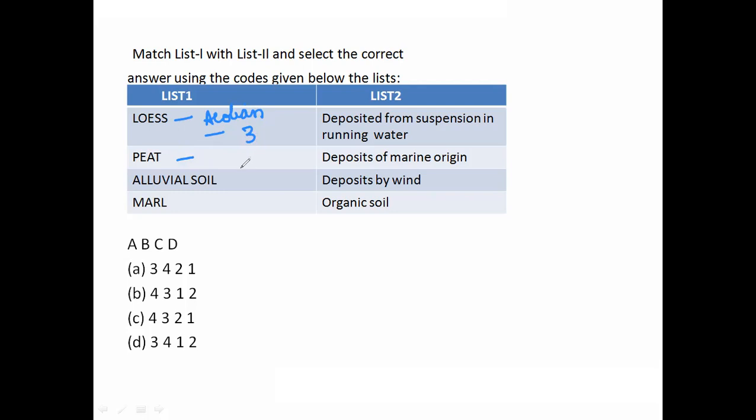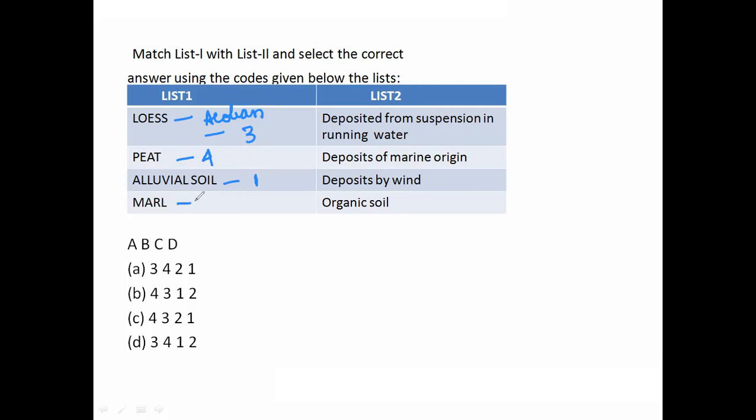Peat is dark gray or dark blue, usually dark black or brown in color. So peat is an organic soil. This is option number 4. Alluvial soils you have seen in geography. Alluvial soils are the soils carried by running river water and deposited from suspension in the running water. So this is option 1.